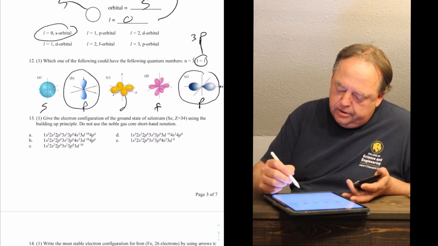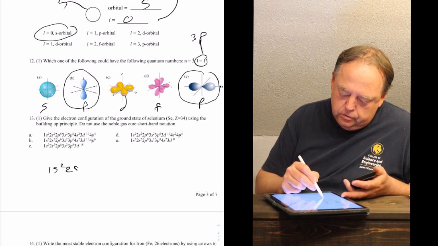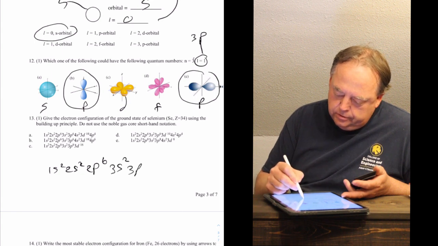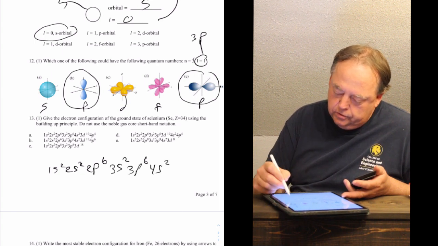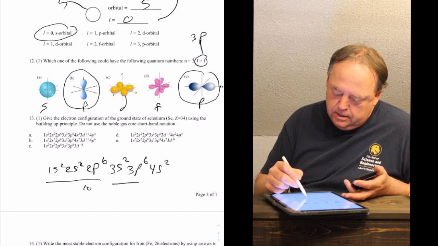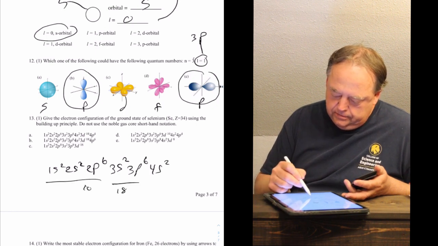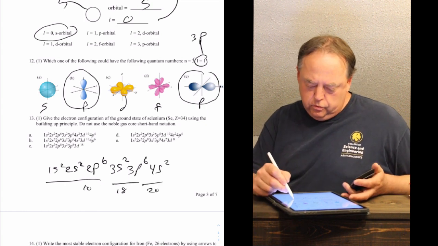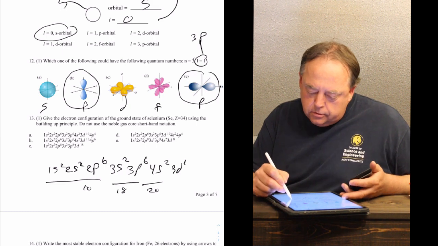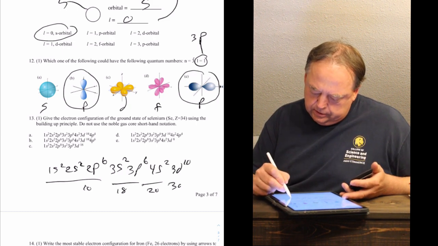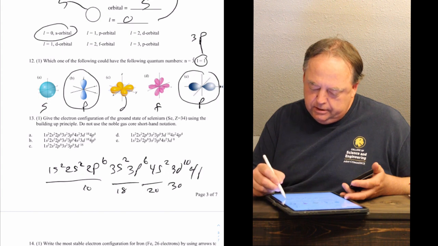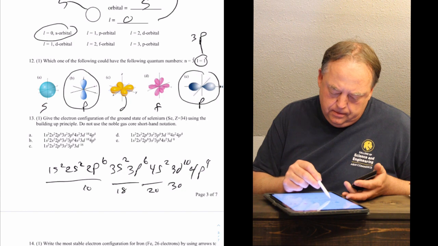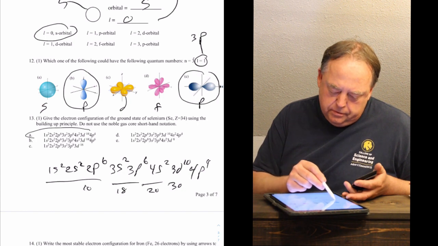Okay, so selenium, 34 electrons: 1s2, 2s2, 2p6, 3s2, 3p6, 4s2, so that's 10, that's 18, so that's 20, so 4s2, 3d10, so that's 30, and then after 3d10, you need 4 more electrons, so 4p4. So that would be this one.